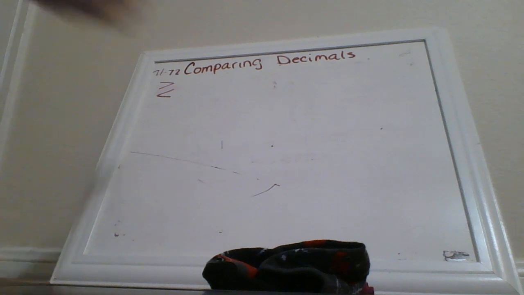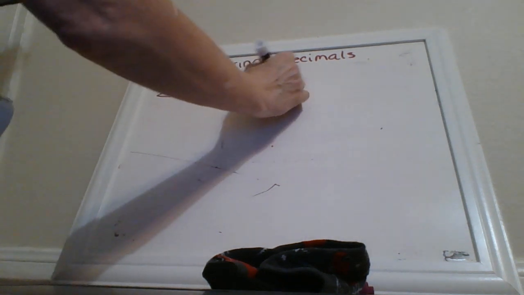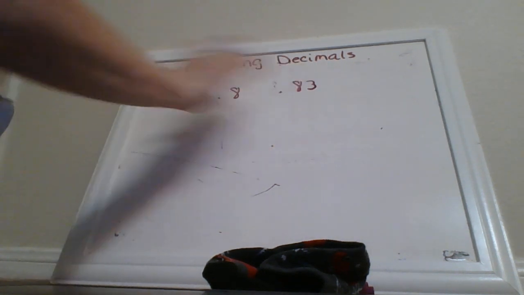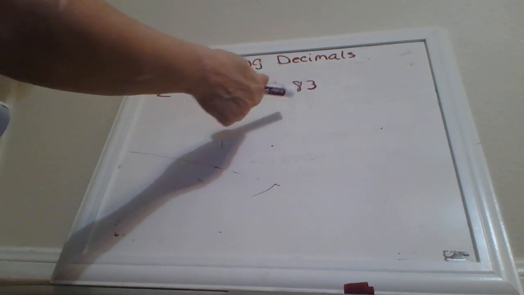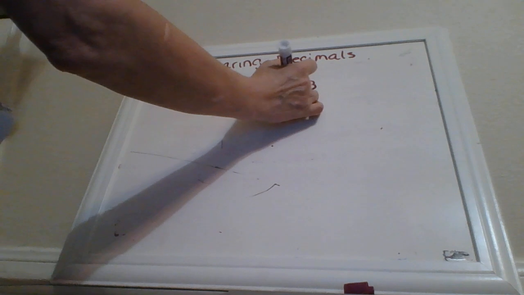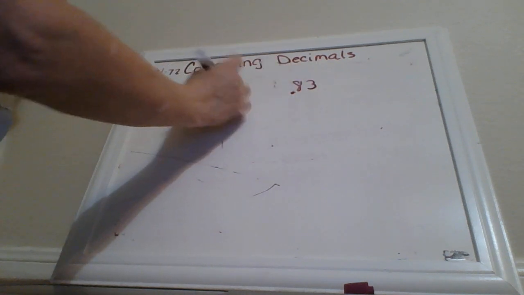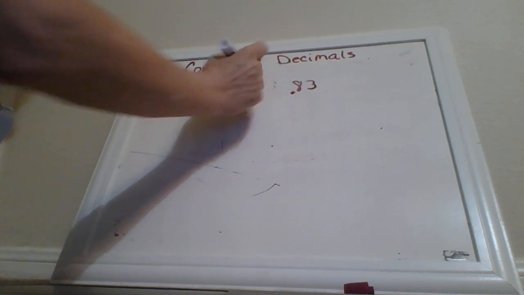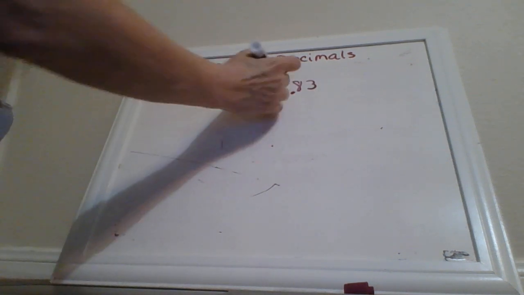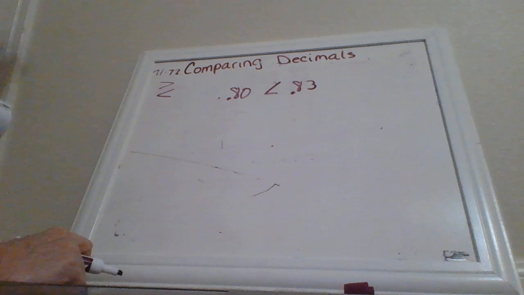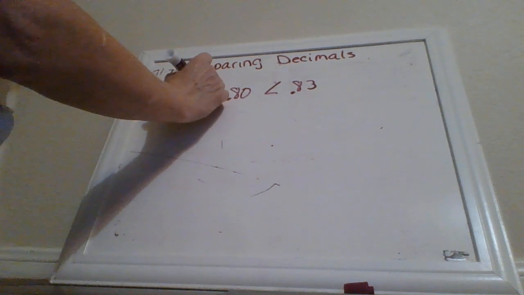So they give you 0.8 and 0.83. The first thing you want to do when you're comparing them is make them both end in the same place. Since this one ends in the hundredths, you make this one end in the hundredths. So now they both end in the hundredths, and 83 is bigger than 80. So 0.80 is less than 0.83.